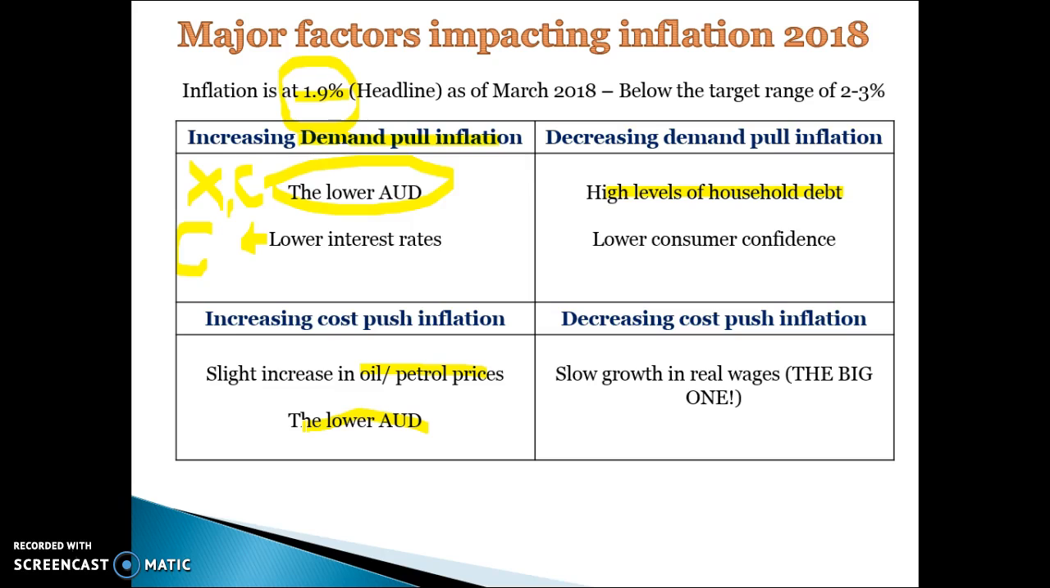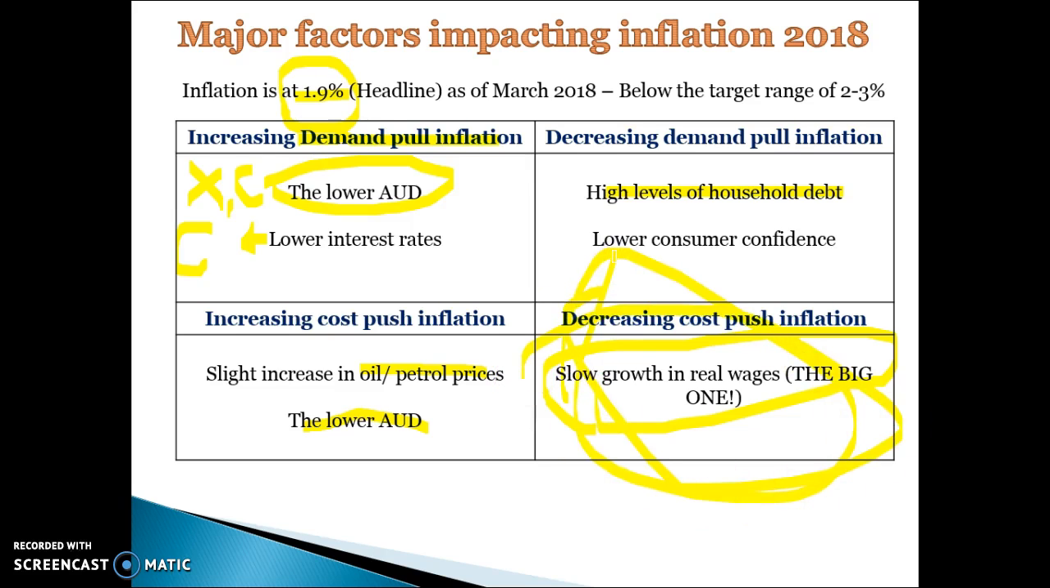In terms of decreasing cost push inflation, this is the most important thing keeping inflation down at the moment. If you get an exam question on what's causing inflation to be low in Australia in 2018, it's all about low real wages. That's keeping production costs down, helping to keep real unit labour costs down. It's also limiting spending because our wages aren't going up by much. It's one of the key things keeping inflation down in 2018.